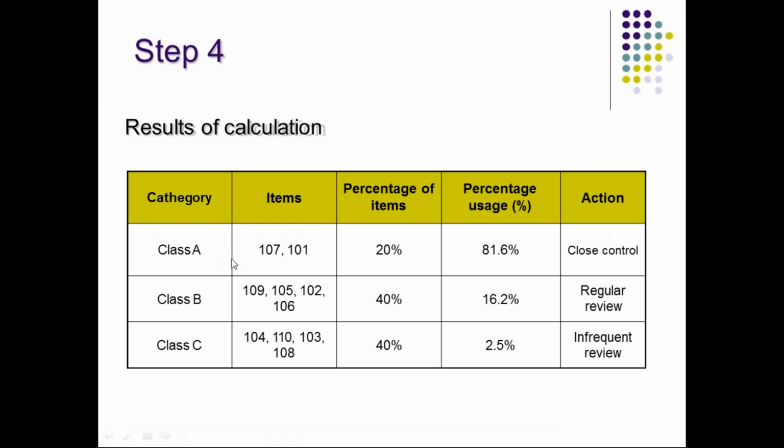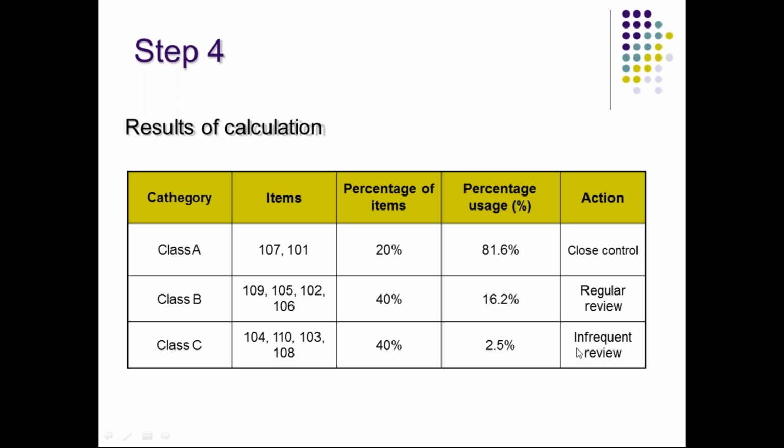So class A items can be 107 and 101. The items of the total percentage can be 20%, whereas the value of this is 81.6, and we are taking the action as close control. Similarly, B items can be 109, 105, 102, which are 40% of the items, but usage is 50.2, and regular review can be taken. And class C items can be 104, 110, 103, 108, which is also nearly 40%, but the percentage usage is 2.5. So infrequent use can be taken over.